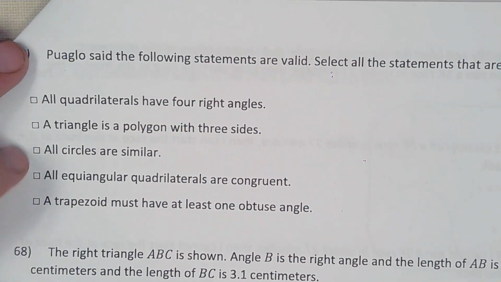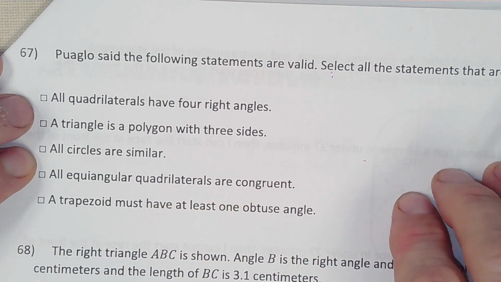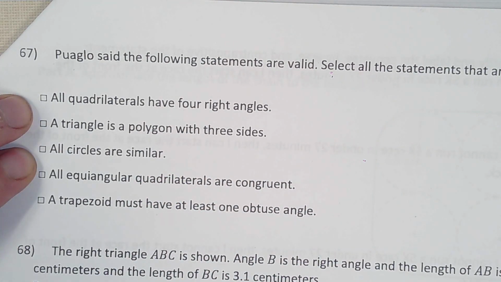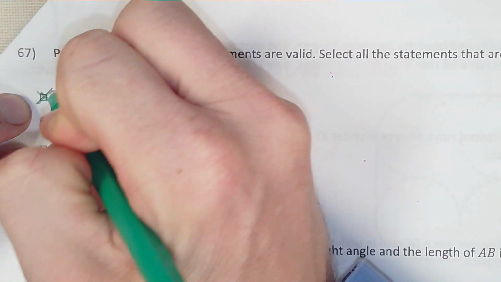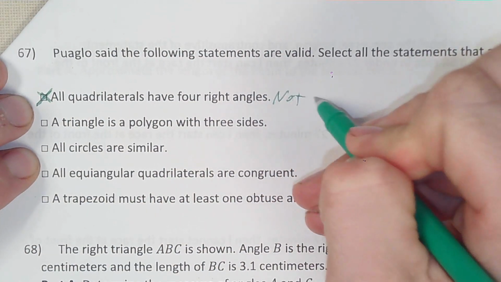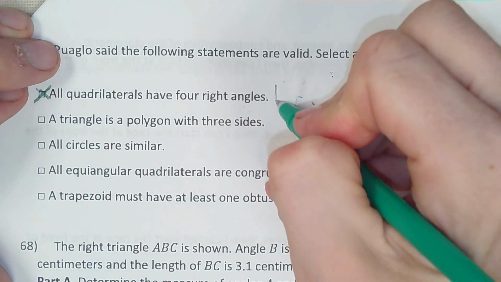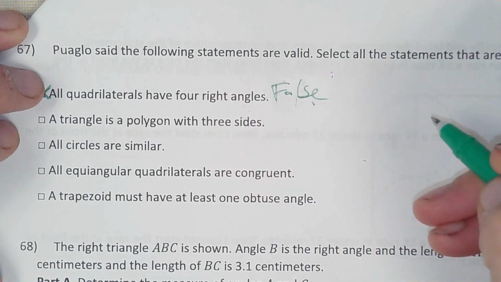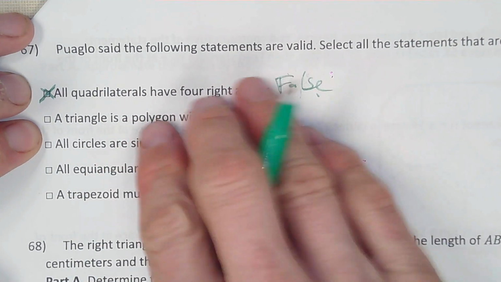Okay, which of the following statements are not valid? Select all that apply. All quadrilaterals have 4 right angles. That's not true. It's false. Select all the false ones. False. If that was true, then all quadrilaterals would only be squares and rectangles.